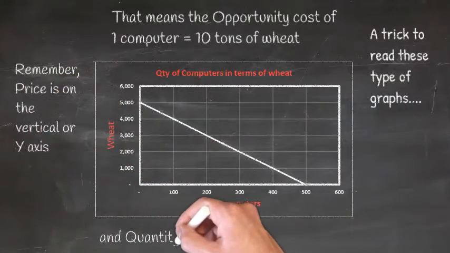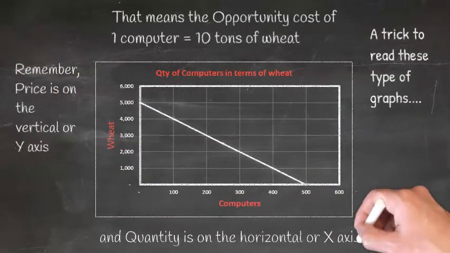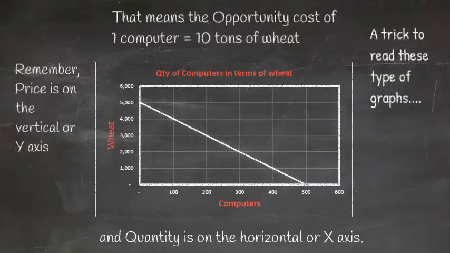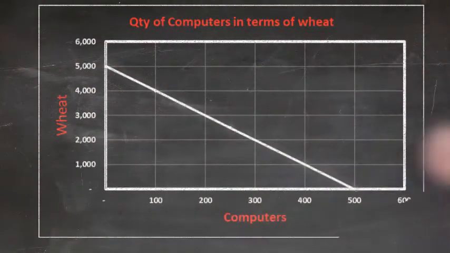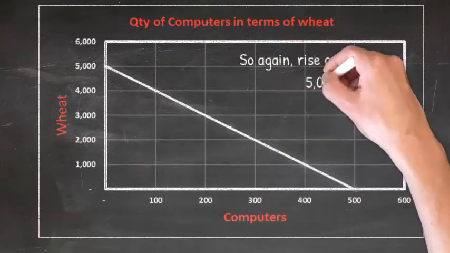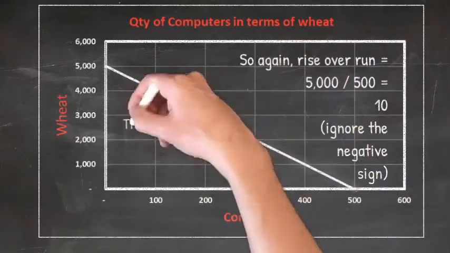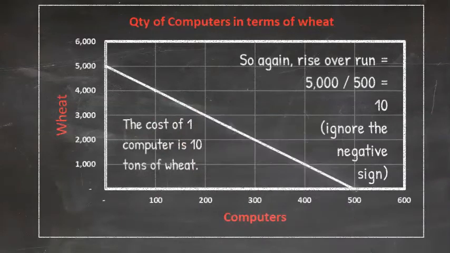Price being on the y-axis, quantity being on the x-axis, we make 5,000 divided by 500, and it's 10. That is our opportunity cost. The cost of one computer is 10 tons of wheat.